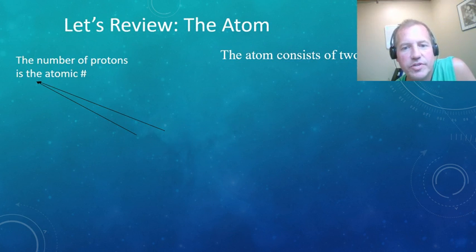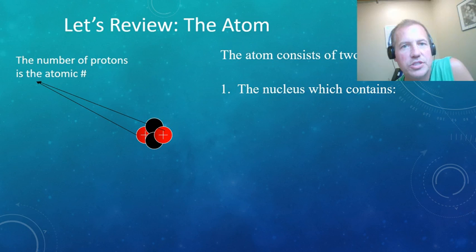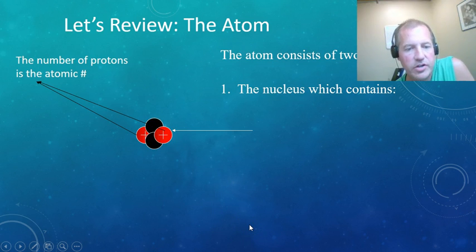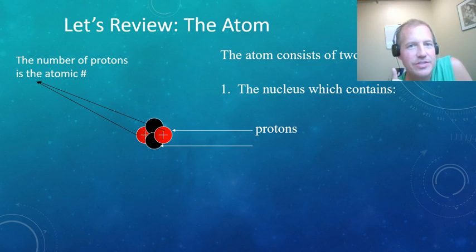So let's take a little review of the atom. Remember that our atom consists of two parts: the nucleus, which contains our protons, which are the red there, and we have our neutrons, which are the black spheres right there. And remember that the number of protons that we have is called the atomic number. I'm going to be constantly saying that so I can get it fixed in your mind, that the number of protons that we have is called the atomic number.